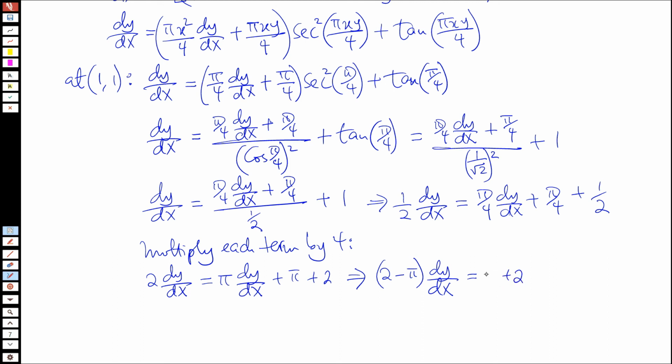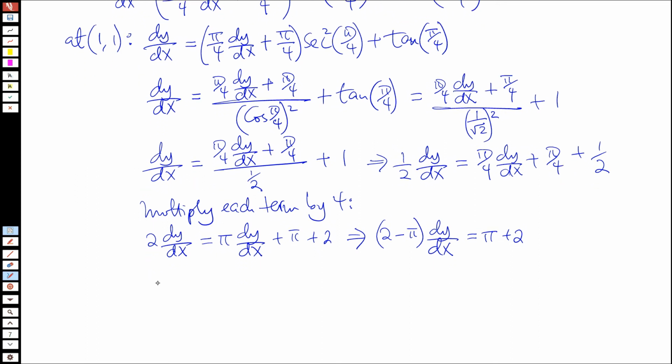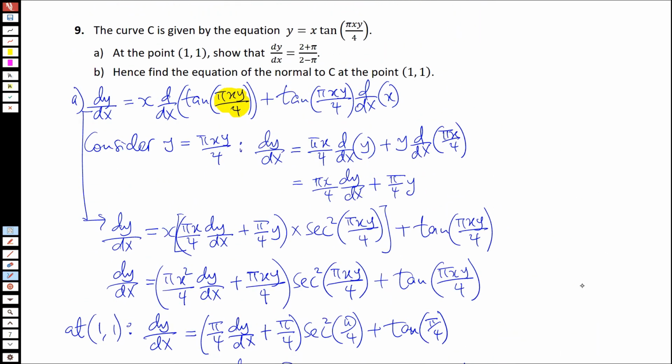And at this point now, because you're interested in just finding dy over dx, you can now say therefore dy over dx will be equal to (pi plus 2) over (2 minus pi). And that is the required expression that you are required to show in part A.